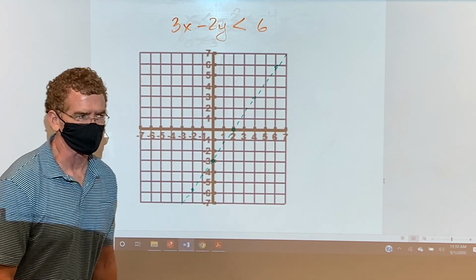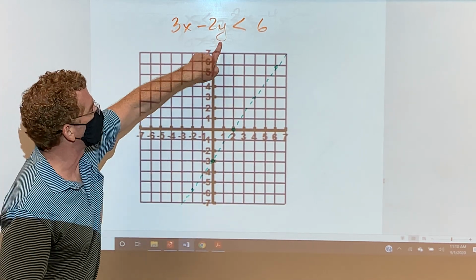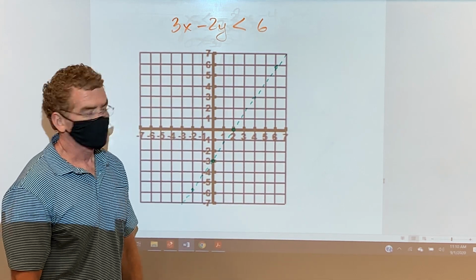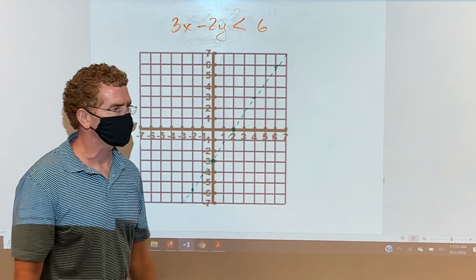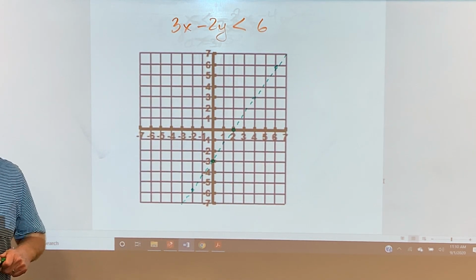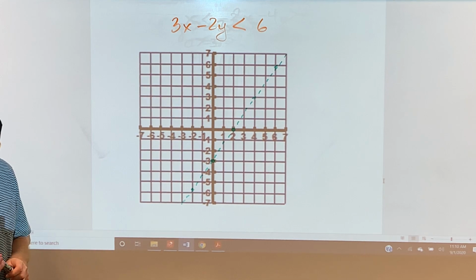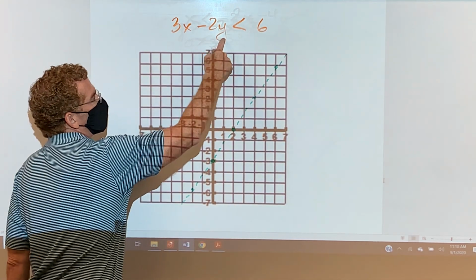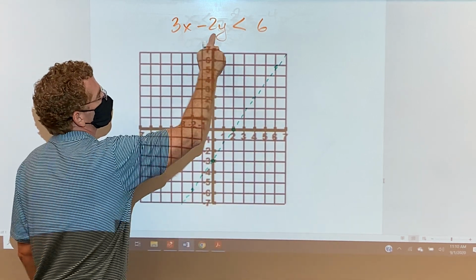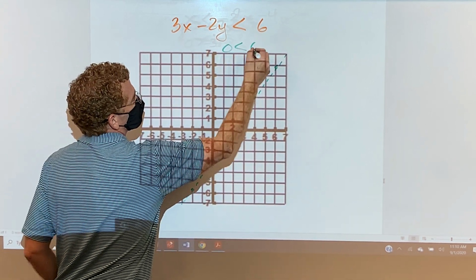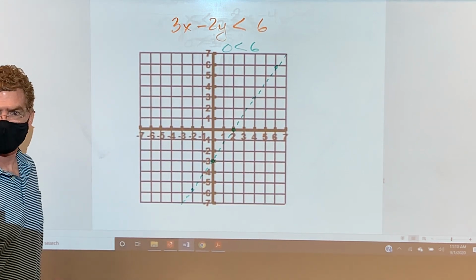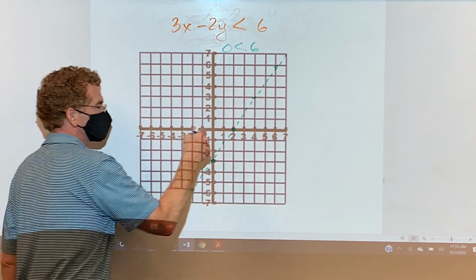And then here's where they make the mistake. They look at this and they go, y less than, and they shade below. Can I say y less than and shade below? Why not? Wait. If I say y less than and I shade below, look how that's contradictory to plugging in a 0 and a 0. If I plug a 0 and a 0 in, what is it telling me? That's a true statement, right? So I want to shade towards the origin.